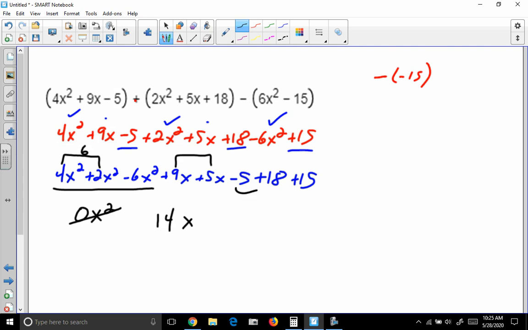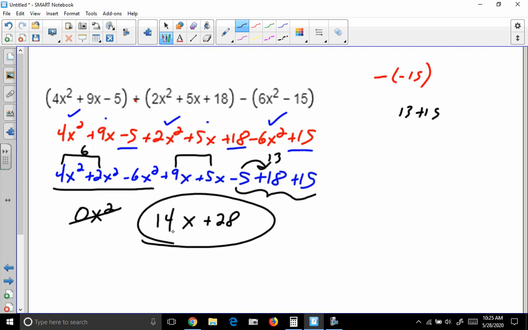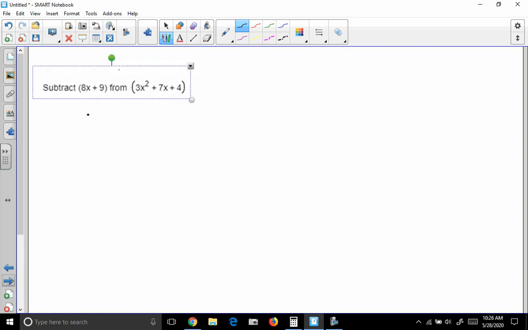And then we can combine those. So just go left to right. Negative 5 plus 18, or you can put that in your calculator. That gives you 13. And then add 15 to it. 13 plus 15. And that'll be 28. Those are not like terms, so we can't go any farther, so stop there.